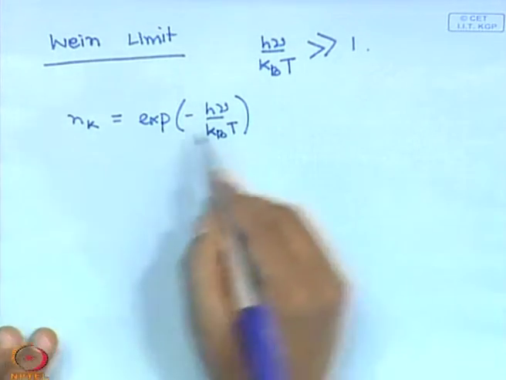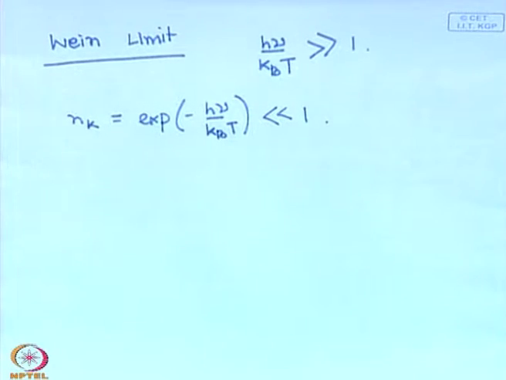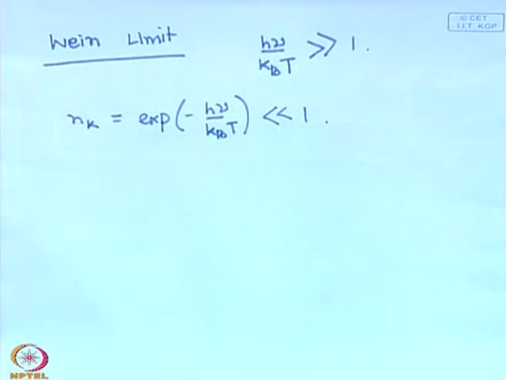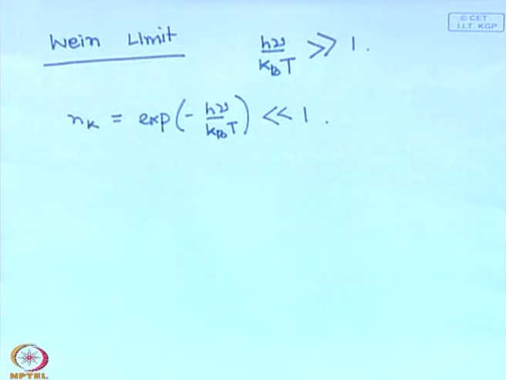You see that this is obviously much less than 1. So, in each mode there are very few photons, much less than 1. This is the average occupation number. So, you expect to find typically less than 1 photon in each mode. In this regime the particle nature of the electromagnetic radiation actually starts to manifest itself.